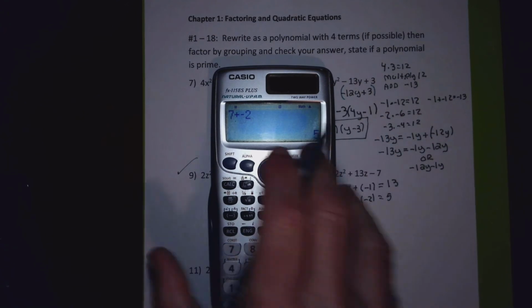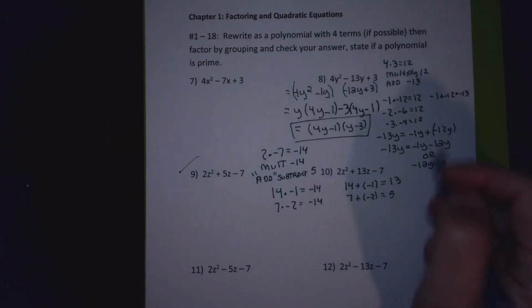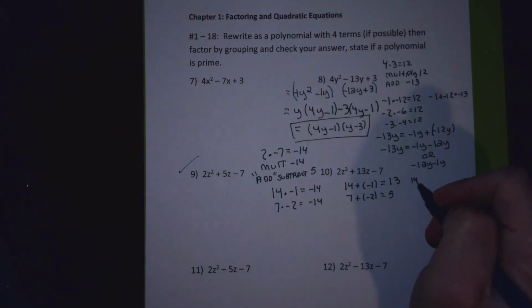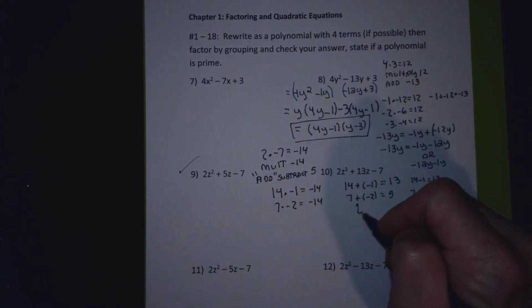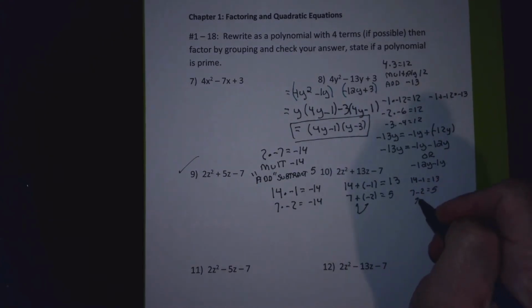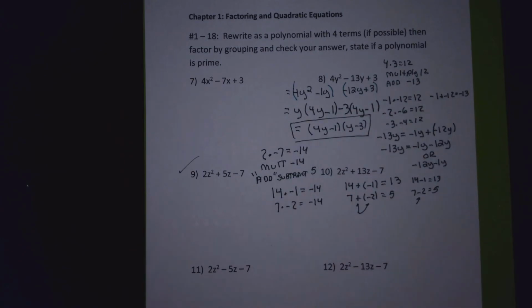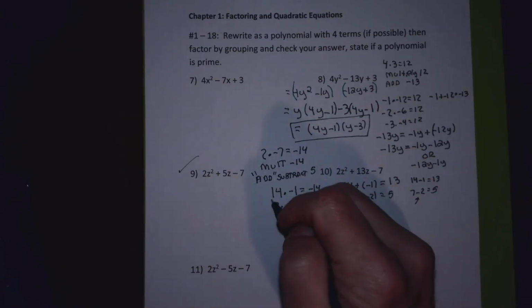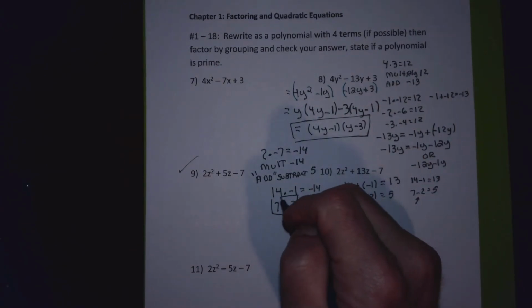So for this style of problem, usually here I would have written just 14 minus 1, or thought of that, and thought of 7 minus 2, because adding a negative is the same as subtracting. Anyways, it doesn't matter what I'm thinking of, as long as I can get the right pairs.